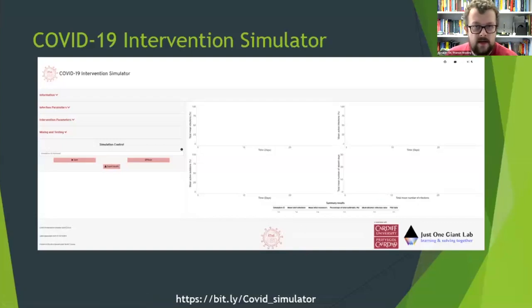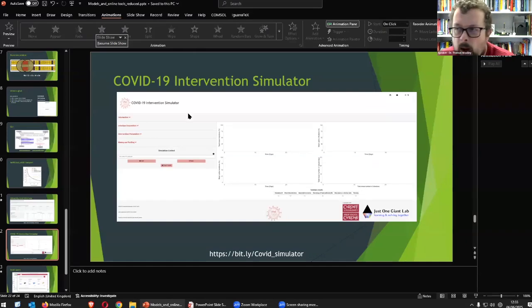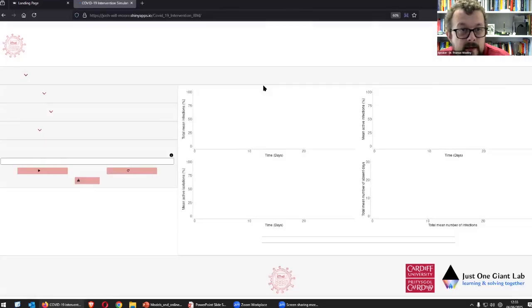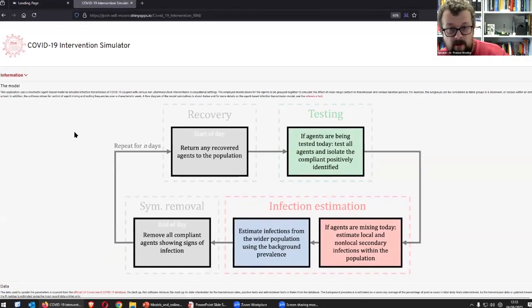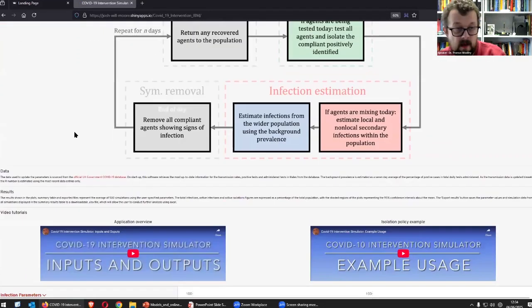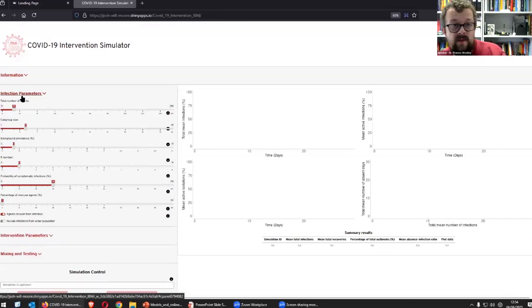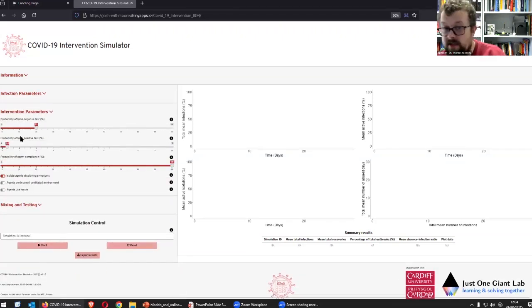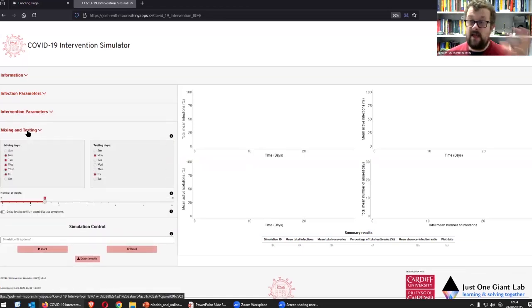Hopefully you're seeing my web browser now rather than my presentation. This is what, as you can see, was done by Josh Moore. Firstly, you can unwrap the information, which tells you how to use it, what it's all about, with some nice videos on how to use it. Put in all the infection parameters you want: how many agents, how infected they are, their social group size, interventions. When do you do your testing? How do you do your testing? What's their false negative rate? Very important. And then when do they get together? When do they test? You can vary all of this.